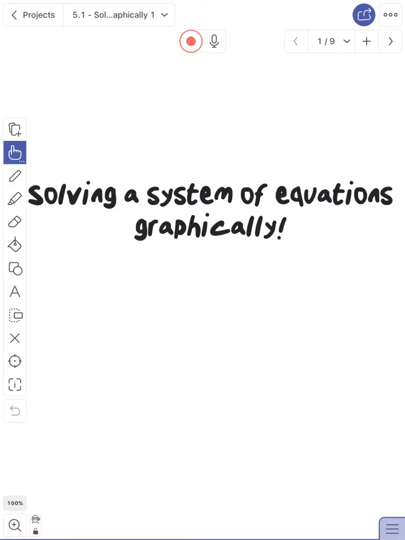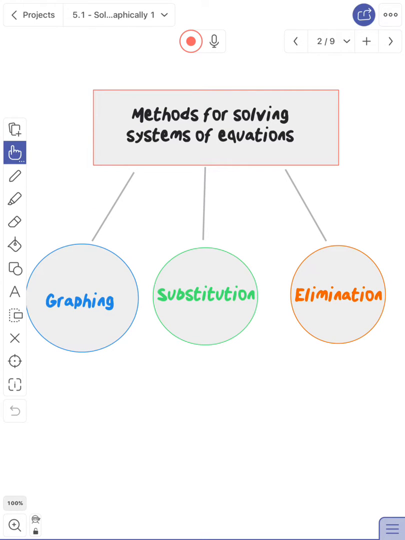So today's video is about solving systems of equations with a specific method, graphically. Just as a reminder, there are three different methods that we're going to study about solving a system of linear equations. Today we are only focusing on graphing, but again there are other methods that we'll get to, but today's video is just about graphing.